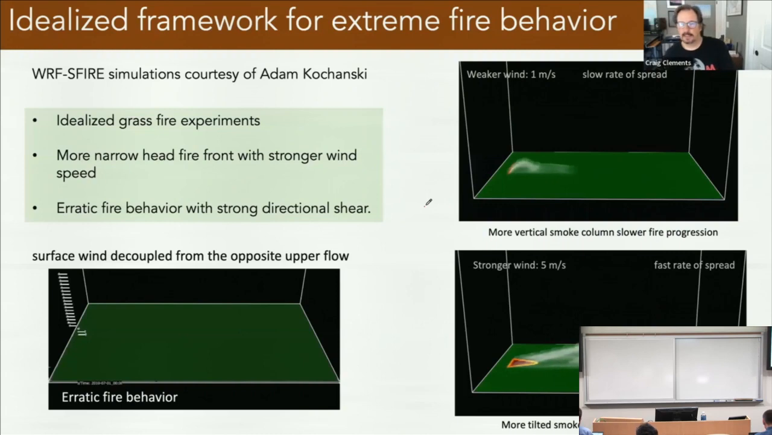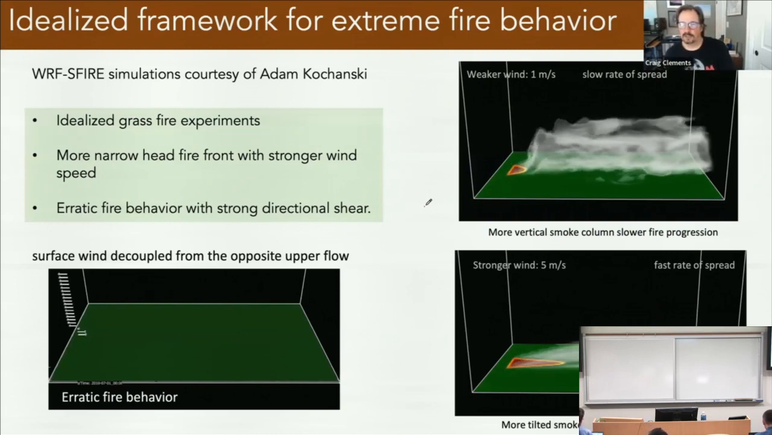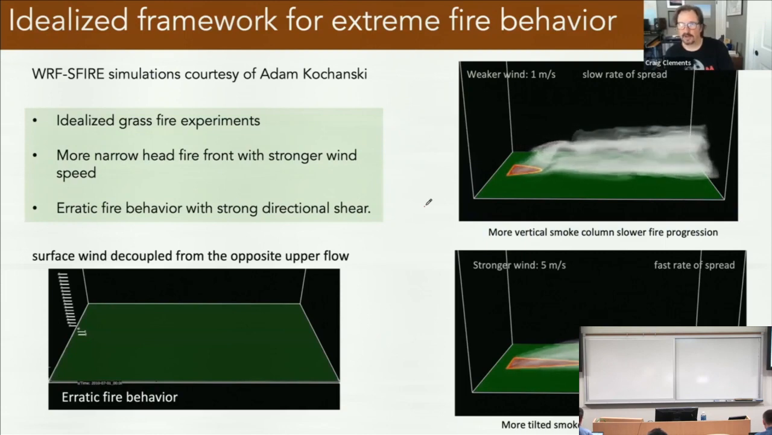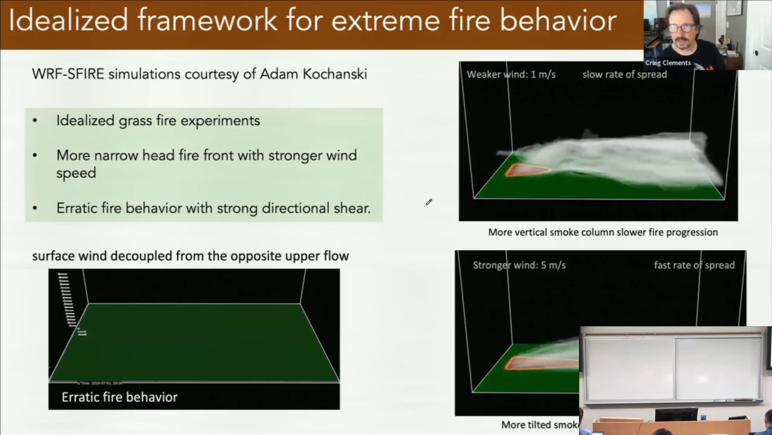This is a good example of how wind can impact fire behavior. Below is the 5 meter per second ambient wind with a grass fire versus the 1 meter per second ambient wind, and the rate of spread. In the one with the higher wind speed, you can see that the smoke is more tilted, the column is tilted over more, and the fire's rate of spread is faster.